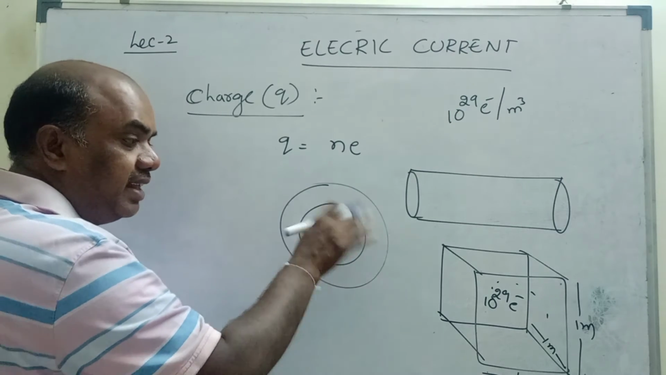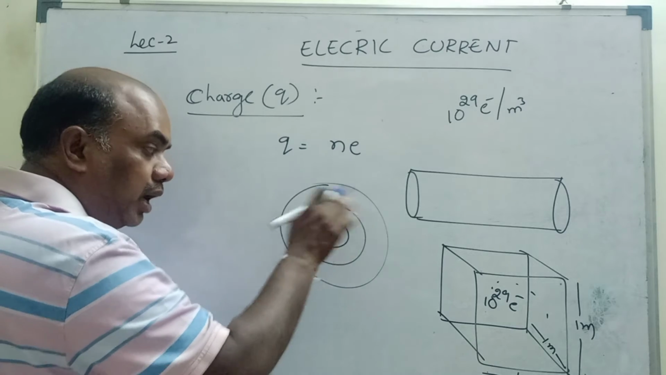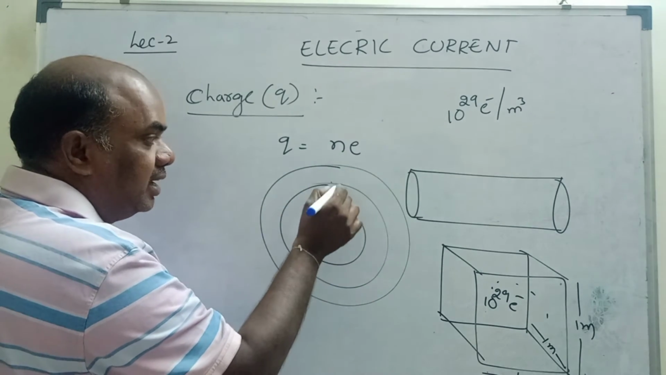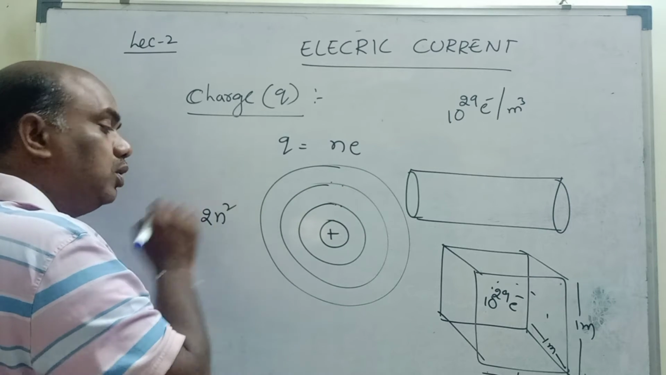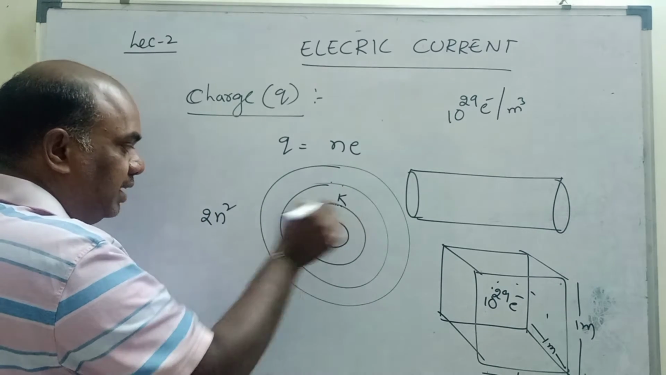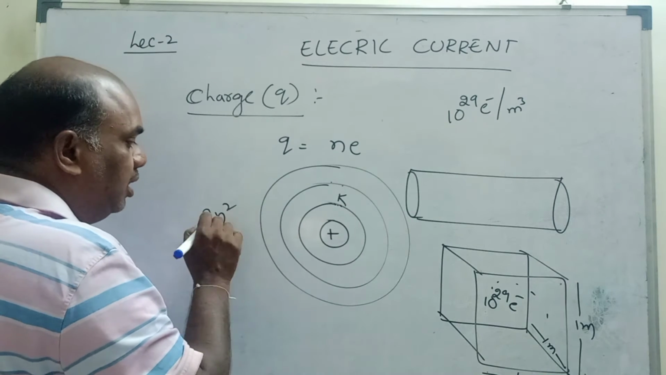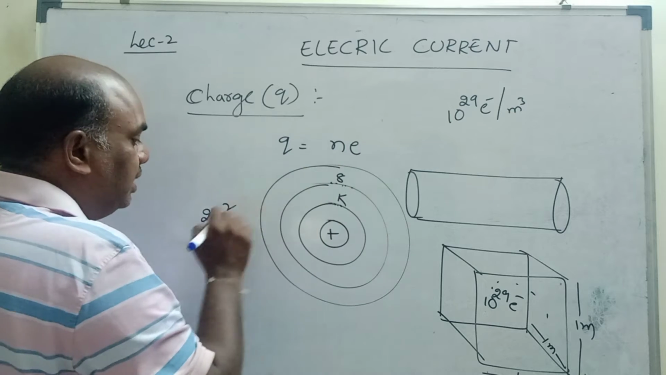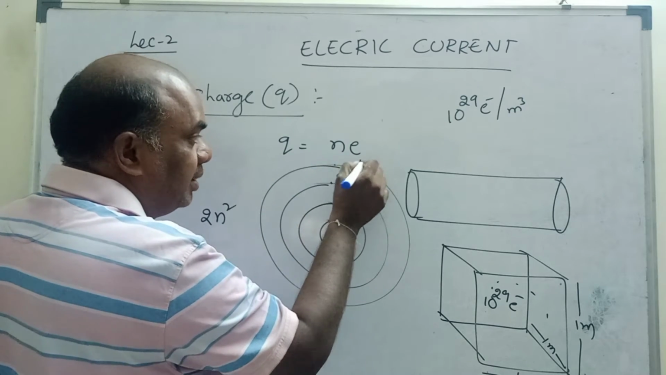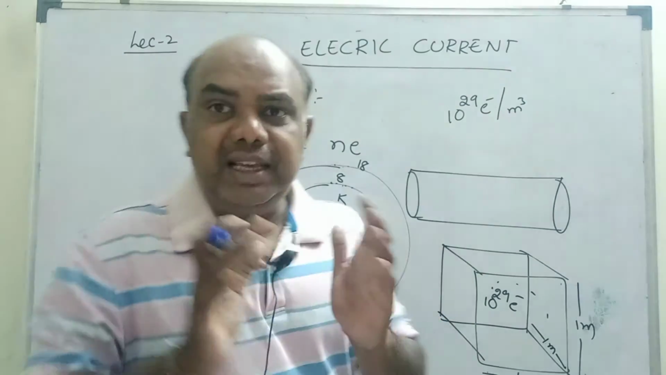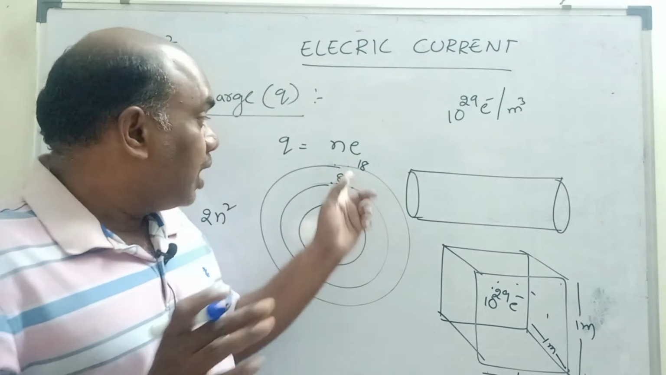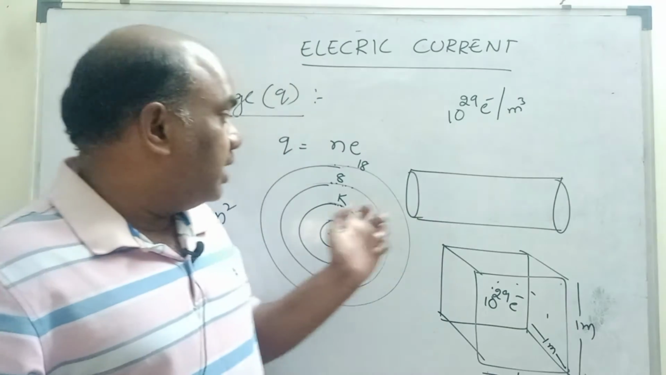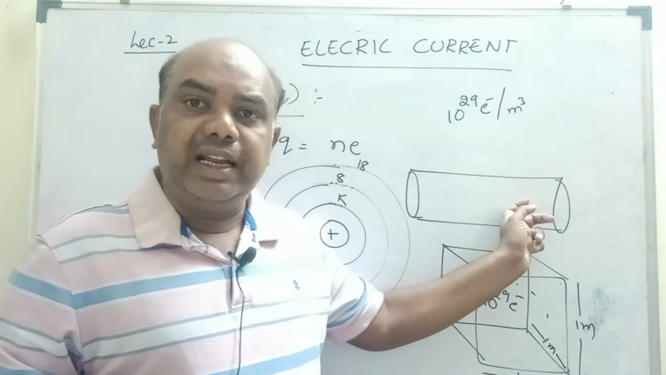This is an atom, this is the nucleus. Around this nucleus so many orbits are present, and every orbit consists of so many electrons. How many electrons does each orbit consist of? 2n square. If you substitute n equal to 1, 2 electrons are present in the first orbit. For n equal to 2, 2 into 2 square, 8 electrons are present in the second shell. For n equal to 3, 3 3s are 9, 9 2s are 18, so 18 electrons are present in the third shell. Like this, each atom consists of so many electrons. Outer shell electrons are called free electrons because they easily come out from the atom.